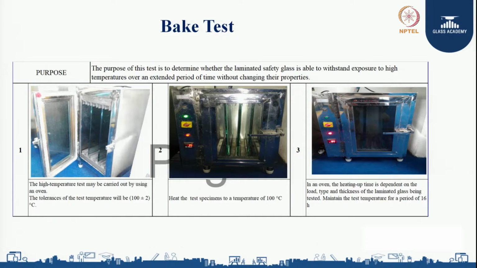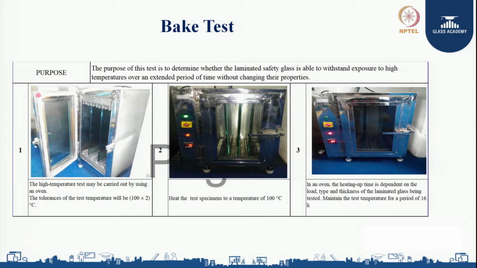Now let us take one more test, that is a bake test. The purpose of this test is to determine whether the laminated safety glass is able to withstand exposure to high temperatures over an extended period of time without changing its properties. For this one, we need to make a test oven. That is, the high temperature test may be carried out by using an oven. The tolerance of the test temperature will be 100 degrees plus or minus 2 degrees centigrade.